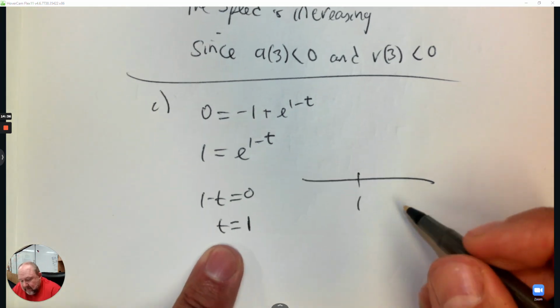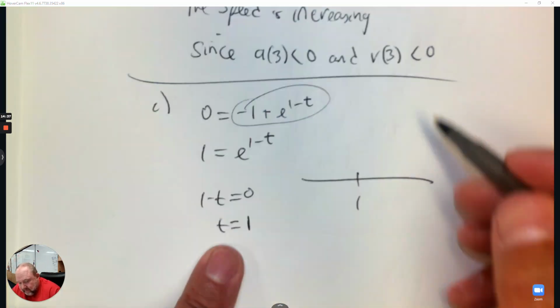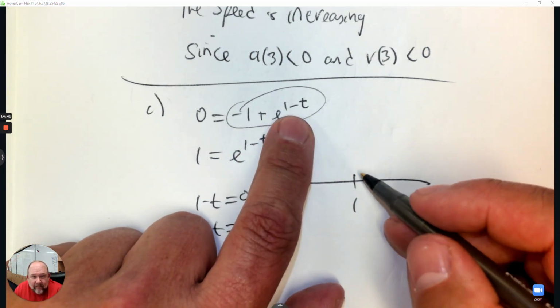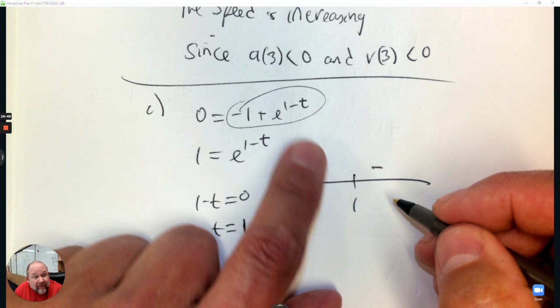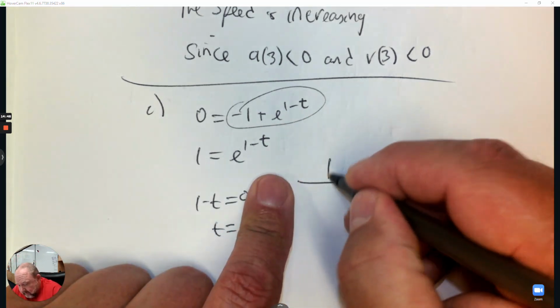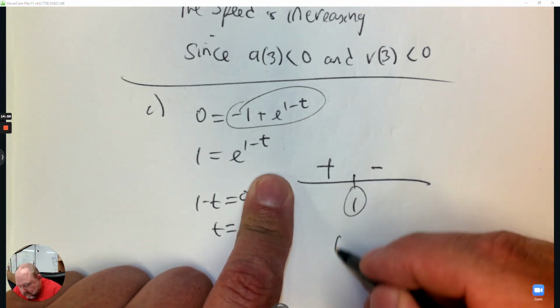So then when I look at this, if I plug in a number bigger than 1, it's going to be negative. But if I plug in a number smaller than 1, like a half, it's going to be positive. So it changes direction at t equals 1.